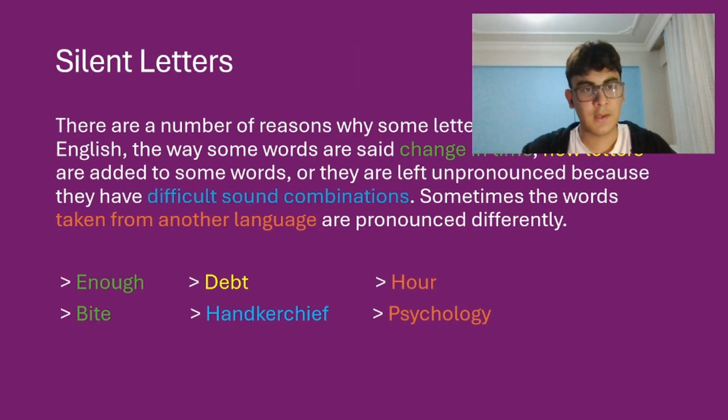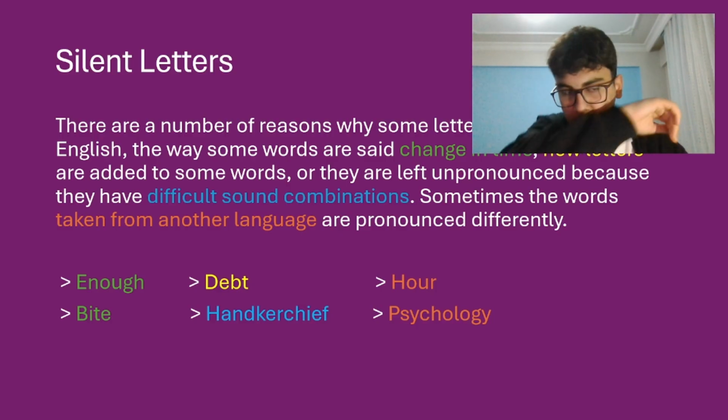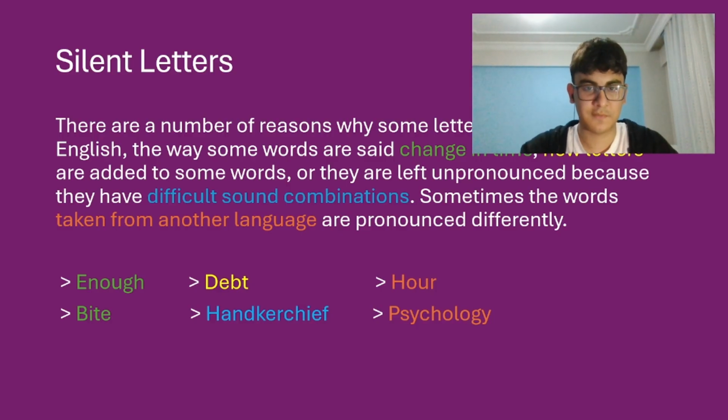We have silent letters. There are a number of reasons why some letters are silent in English. The way some words are said changes in time, as we have examples like enough and bite. They were said differently in the past. The word bite was said as bita. We split the two vowels and we still pronounce the E sound.